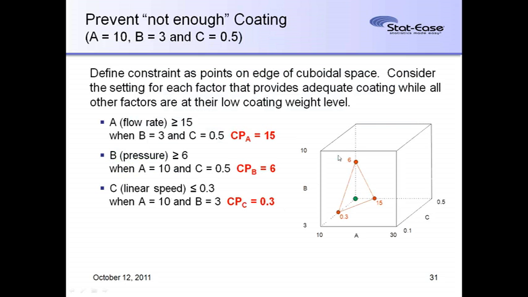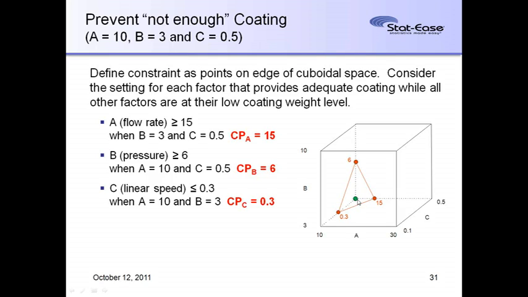Okay, so the way we can handle that is through what's called linear constraints. So basically what we want to do is we've got this cube that's defined by our three factors. We want to identify the vertex that will fail. So in this case it's low pressure, low flow rate, and a high linear speed. That's where there's not enough coating.